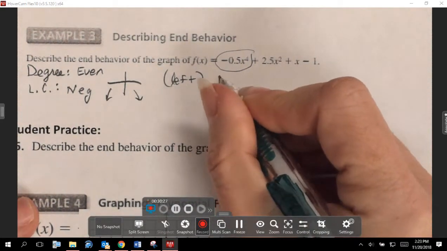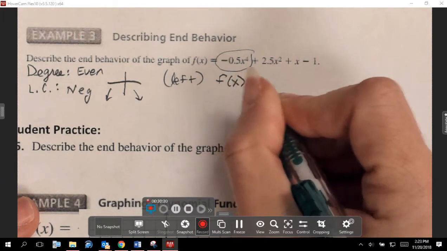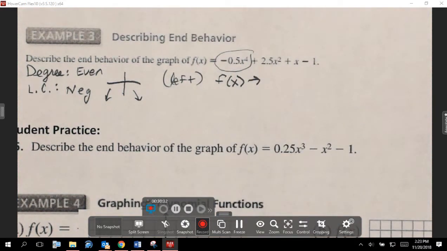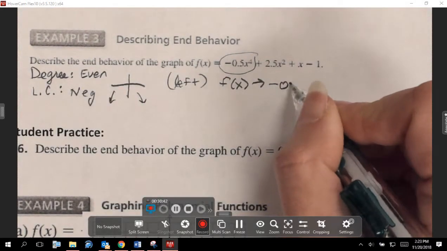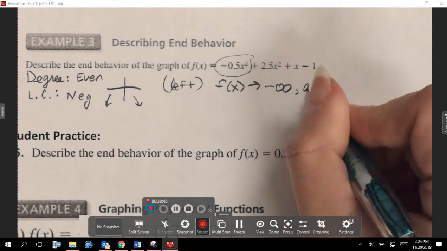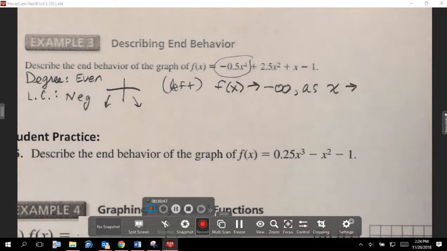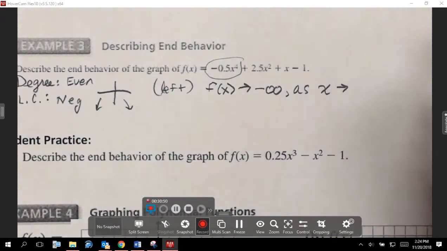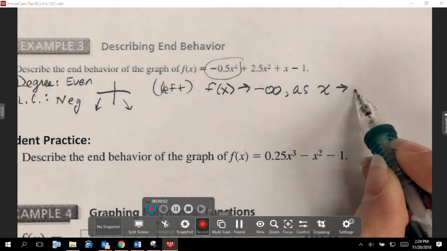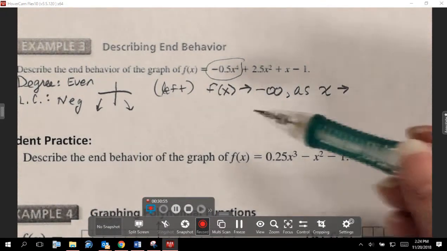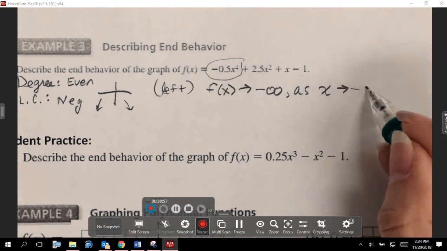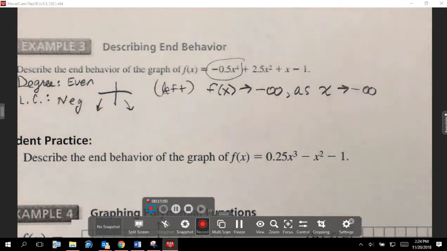You saw on the other side, it always starts with f of x approaches. So you look on the left. Where is the y's? What's the f of x? What's the function doing? Up or down? So down means negative infinity. And then you always write as x approaches, and then to the left, which way is x going? To the left is which infinity? Negative. So down is negative, left is negative.